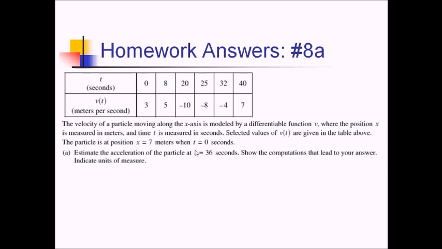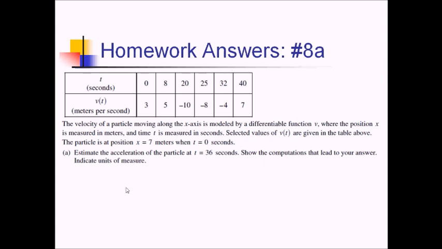Well, acceleration is the derivative of velocity. We don't know the exact velocity formula, but we can find the average rate of change of velocity to at least estimate the acceleration. So to estimate the acceleration at time 36, I want to find the average rate of change over an interval that includes time 36. Probably the smallest interval is the way to go on this. So I'm going to pick the interval from 32 to 40.